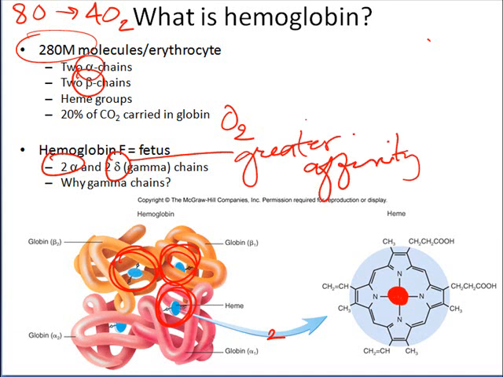Now, why would a fetus have a different type of hemoglobin? Well, think about it. Oxygen is delivered to that fetus via the placenta. So the mother inhales oxygen. That oxygen is attached to her hemoglobin molecules.